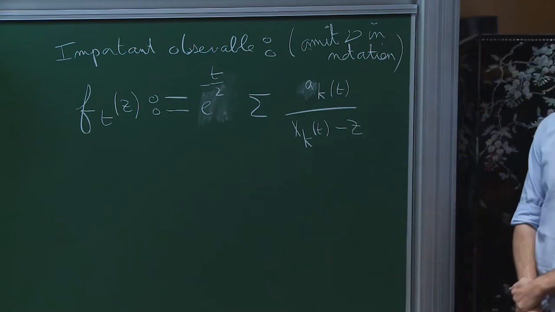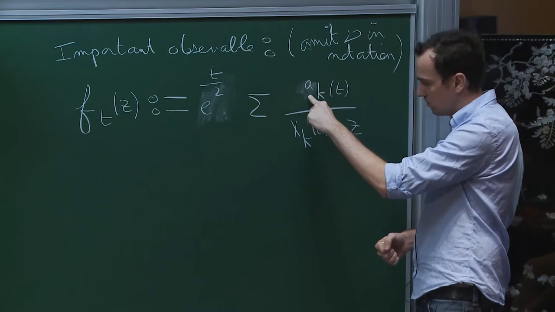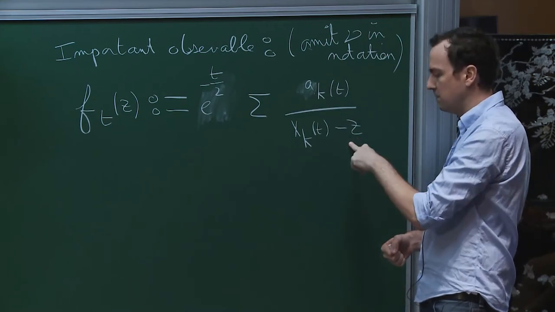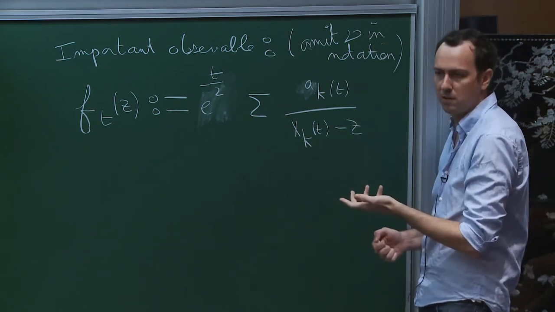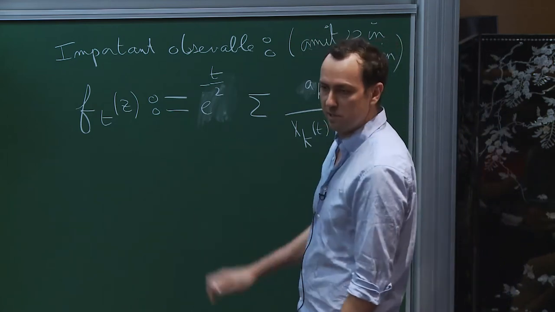It's a strange object. So this one is the derivative in nu of your x_k(t), divided by x_k(t) minus z. So this can be seen as a derivative of the characteristic polynomial in the parameter mu. But we will not really use this fact.